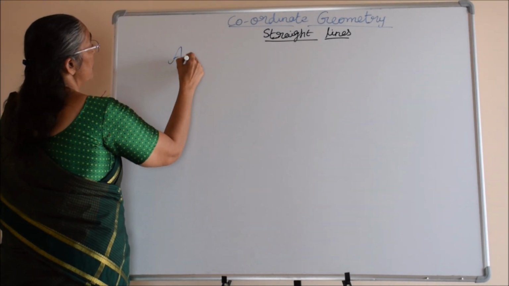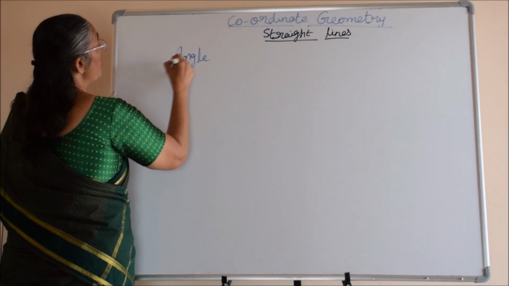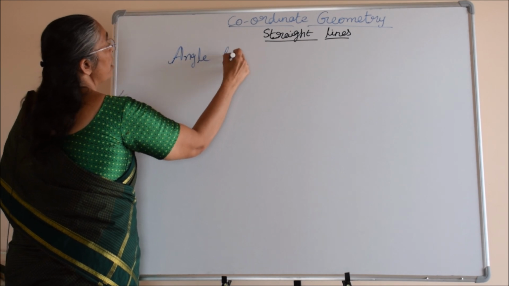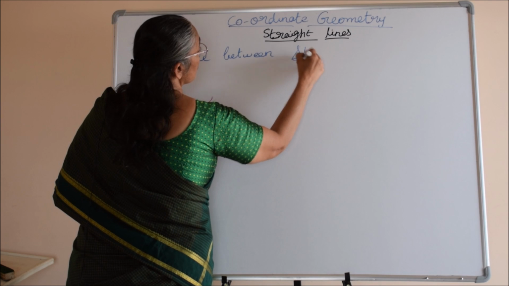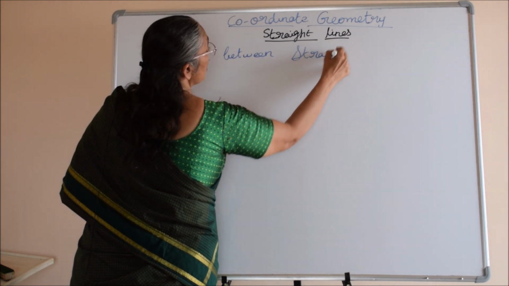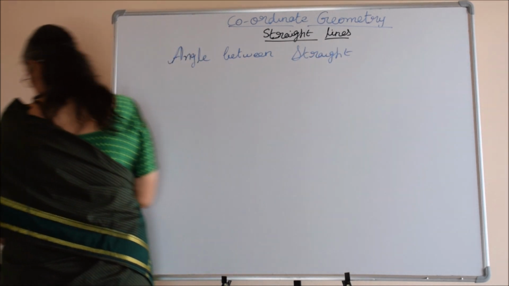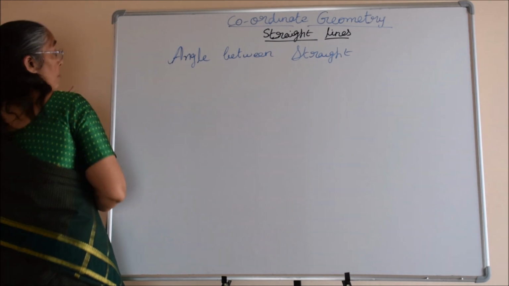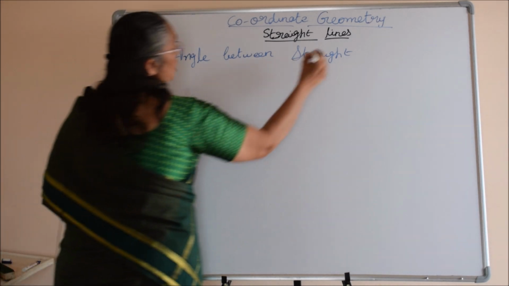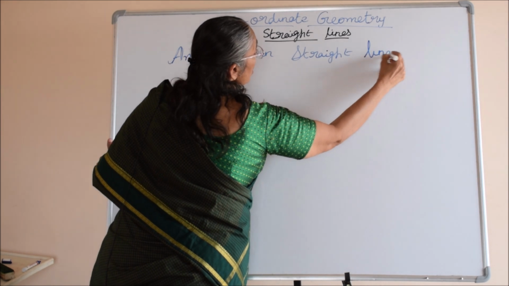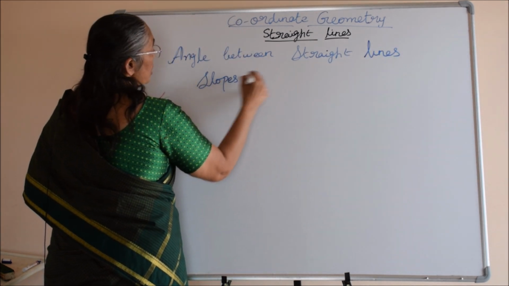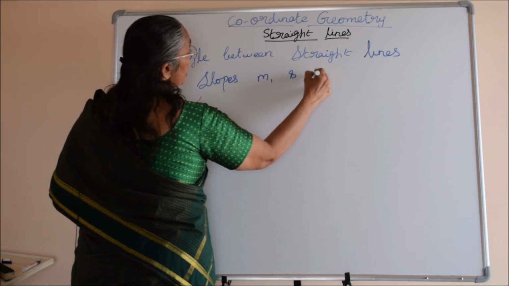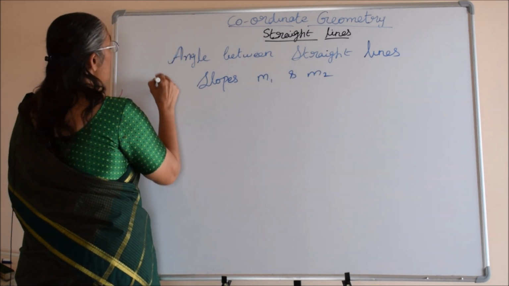Let us find the angle between two straight lines having the slopes m1 and m2. So, their slopes are m1 and m2.